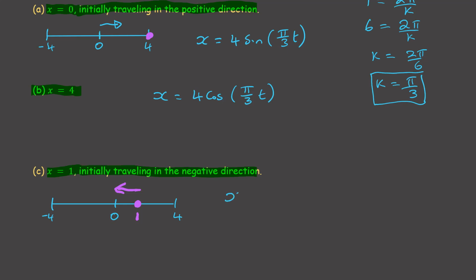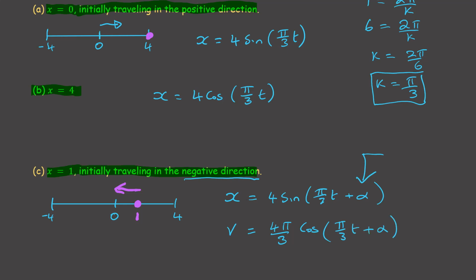To start with, I'm just going to say that this is 4 sine pi by 3t plus alpha. And really, we're centering around finding the alpha. And because we know about this direction, we're also going to need to think about the velocity. So differentiate and we get 4 pi by 3 cos pi by 3t plus alpha.